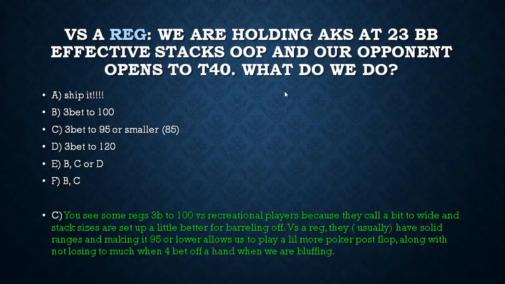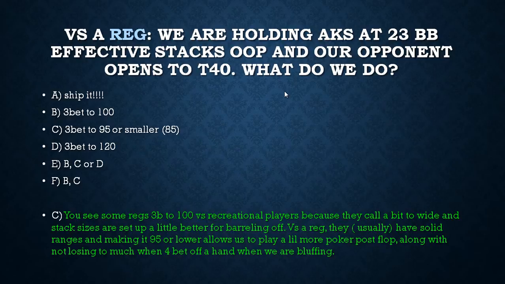Now on the flip side here, versus a reg, they usually have a solid range. They have a better base to their ranges. And when you're making it 95 here, it allows us to not only play a little bit more poker versus these players, but it also allows us to happily fold when, let's say, we 3-bet bluff with a bad hand versus a reg. Let's say Jack 4 suited, and they shove all in over the top with a 4-bet, and we're pretty happy to fold, and we don't lose as much money, because one thing that we know about regs is that they like to 4-bet a little bit more than, let's say, a recreational player would.